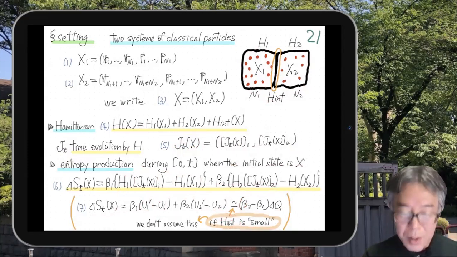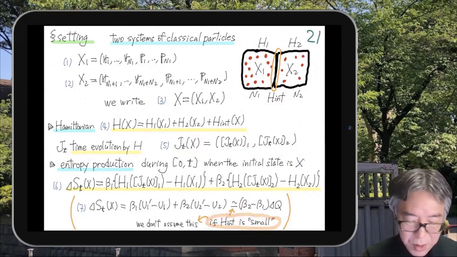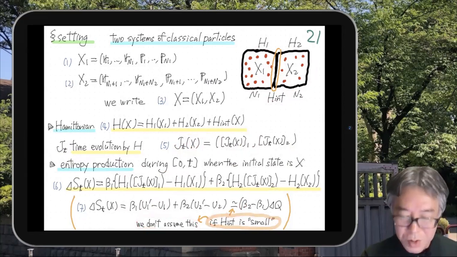But actually, in the derivation of the fluctuation theorem, we do not use this assumption. We do not assume that H interaction is small. So that's why I said we don't assume this. But actually, to be physical, I think we should assume that H interaction is small in some sense.